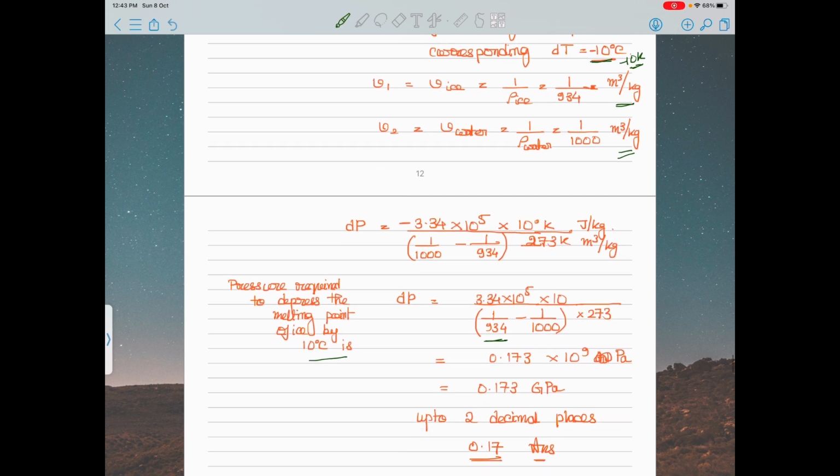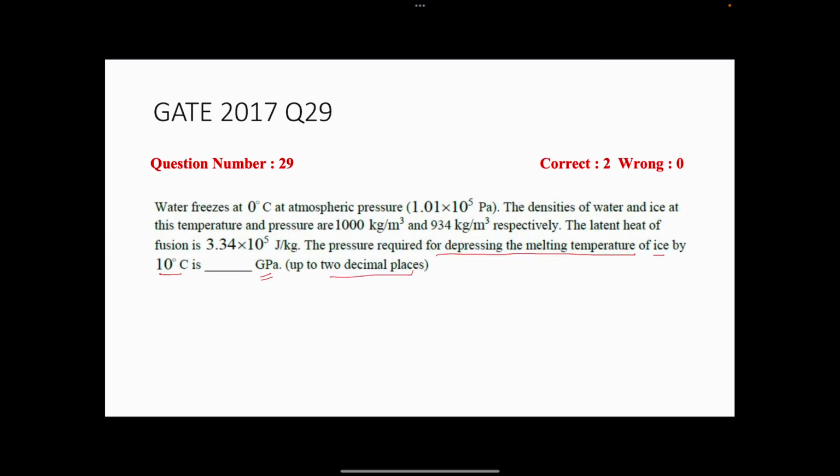So finally, if we calculate, we get 0.173 into 10 to the power 9 pascals. And as the question asks that you have to report it in gigapascals, we know that 10 to the power 9 pascal is 1 gigapascal. So since we have got it in 10 to the power 9 pascal, this becomes 0.173 gigapascal. Also, you have to report it in 2 decimal places, therefore 0.17 is the correct option. Sorry, there is no option here, it's a numerical answer type, so 0.17 should be the answer. Therefore, the correct answer is 0.17.